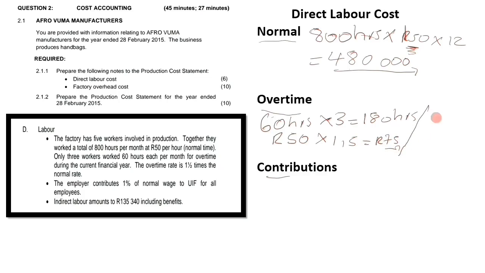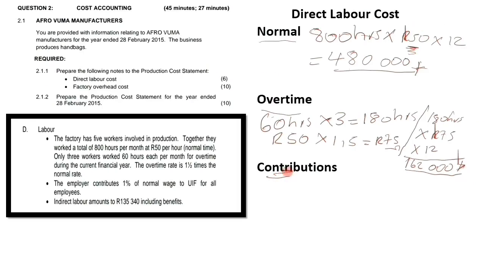Now our calculation for overtime is going to be 180 hours multiplied by 75. Again you multiply by 12 because it is stated that these employees will be paid monthly. So our overtime will amount to 162,000.